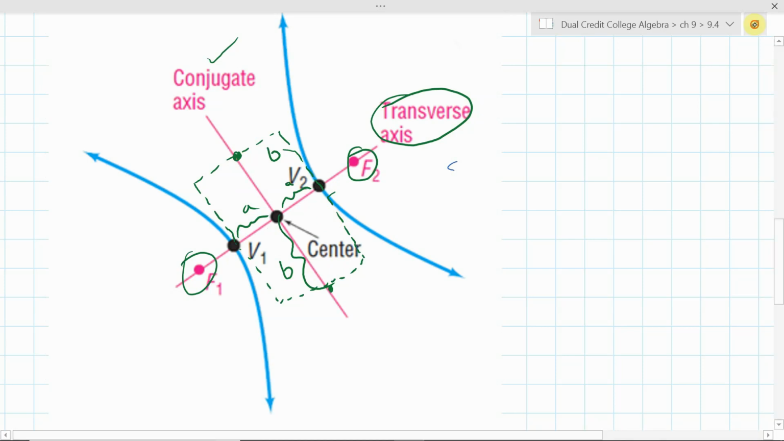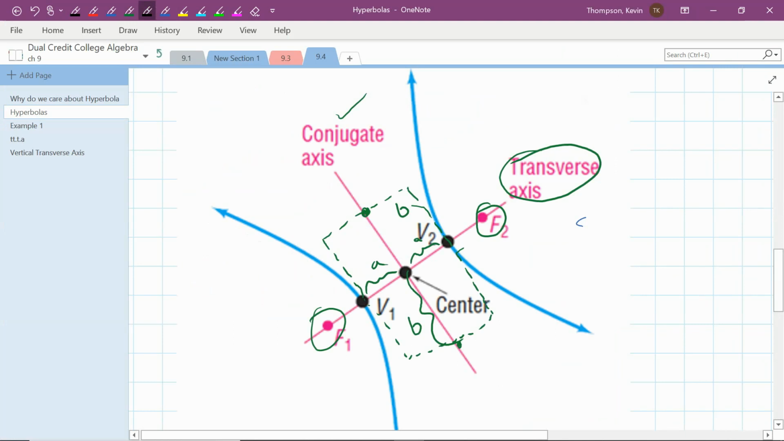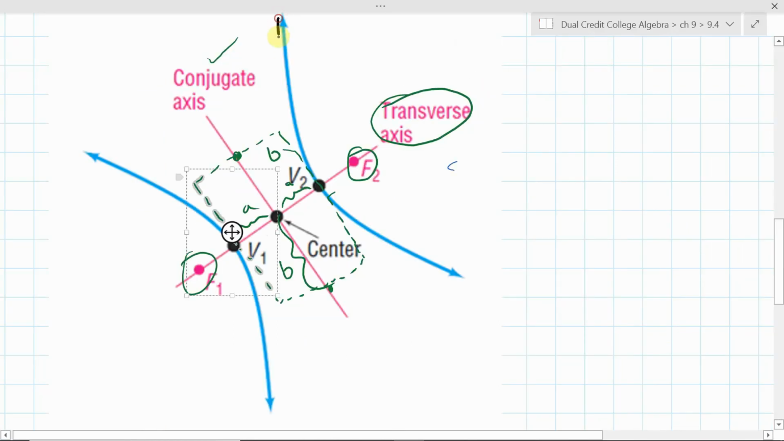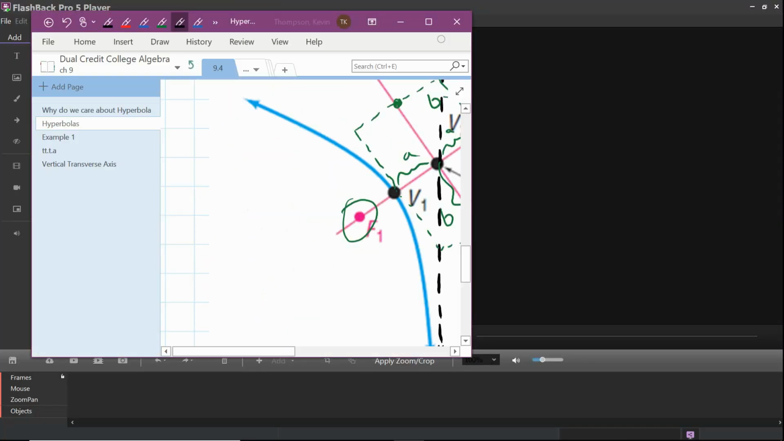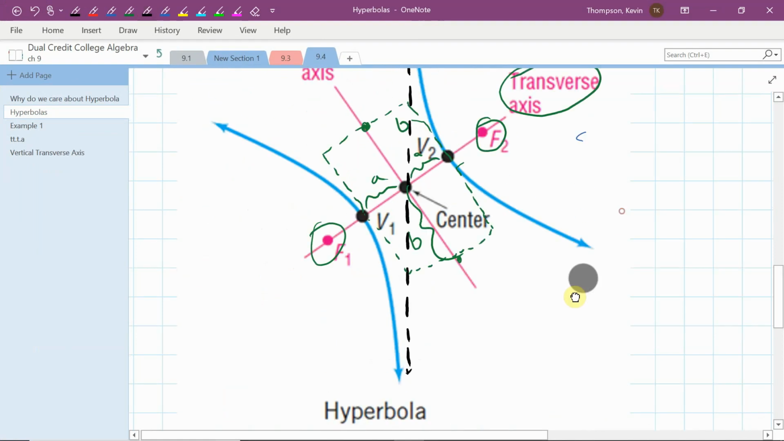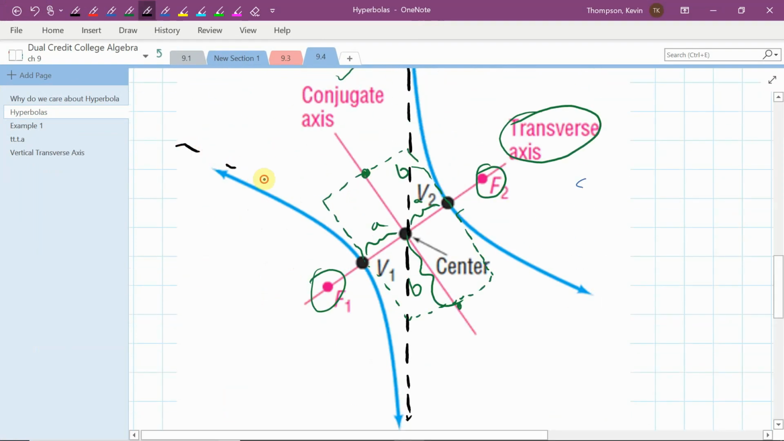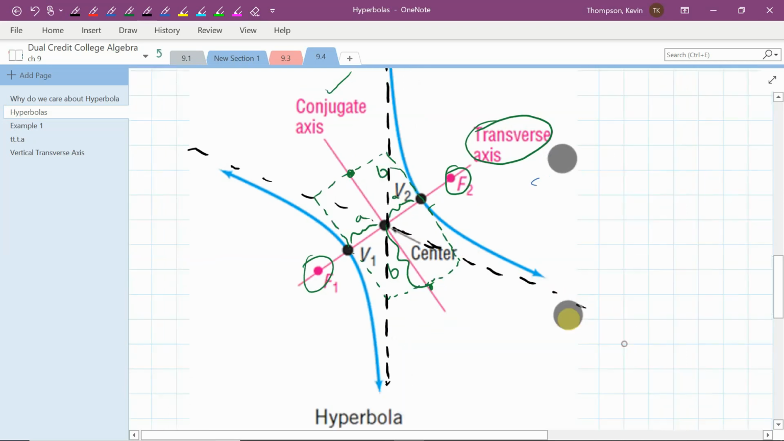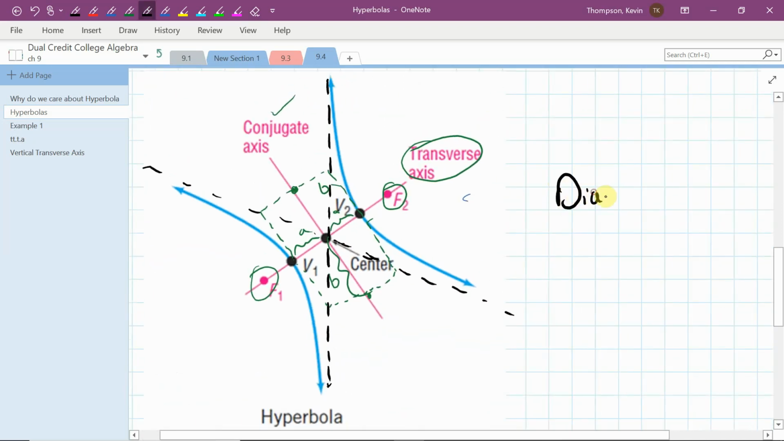But here, for the hyperbola, what we're going to do is we're going to make this rectangle, and I'm going to construct in the diagonals of the rectangle. And as I do that, I drew that a little badly there. Let me fix that. As I do that, you'll notice that the diagonals of this box are asymptotes.